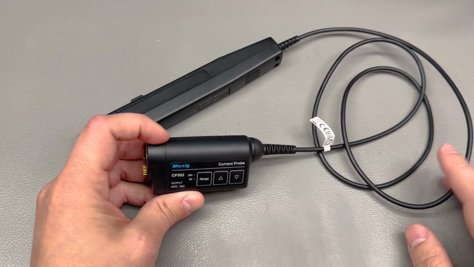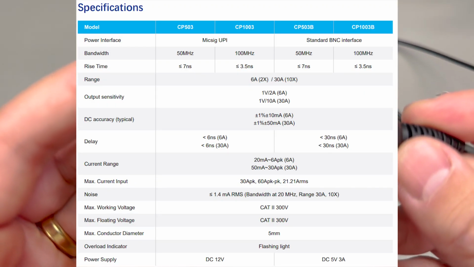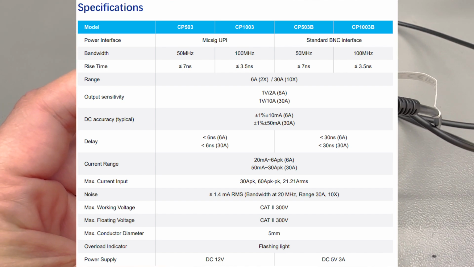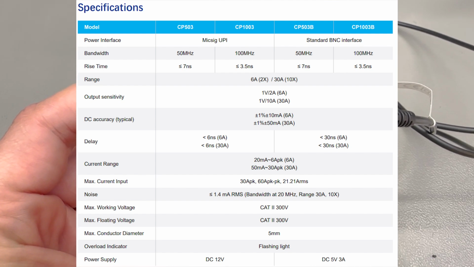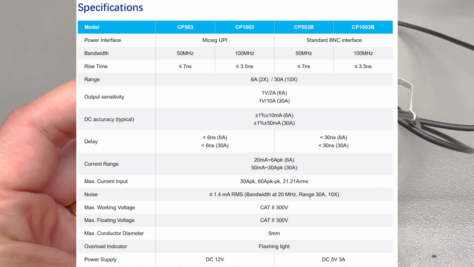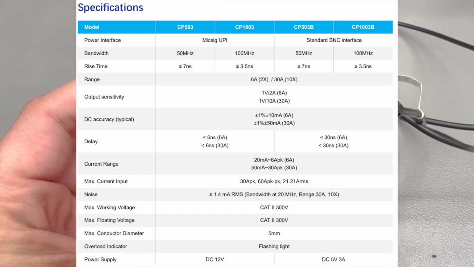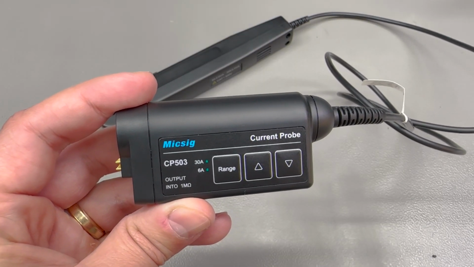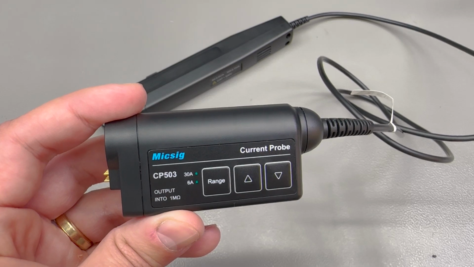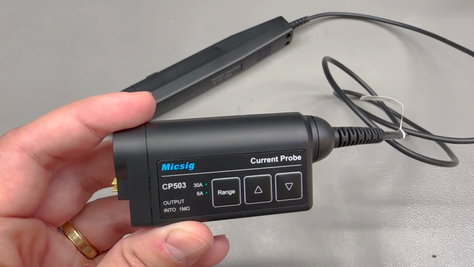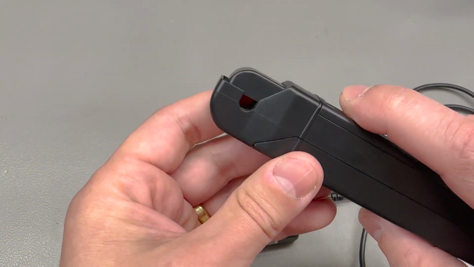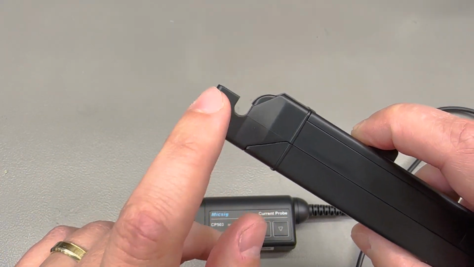In terms of specs, this has two current ranges, the 6 amp and the 30 amp current range. DC accuracy is specified as plus or minus 1% plus 10 milliamps for the 6 amp range, and plus or minus 1% plus 50 milliamps for the 30 amp range, which is again a really nice spec. It can measure down to 20 milliamps on the 6 amp range and down to 50 milliamps on the 30 amp range. Noise is specified as better than 1.4 milliamp RMS at 20 megahertz, and the maximum working voltage is CAT I 300 volts. And you can probe wires up to 5 millimeter thick diameter in the clamp.